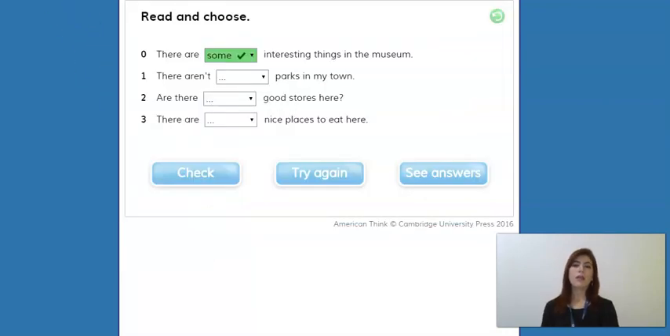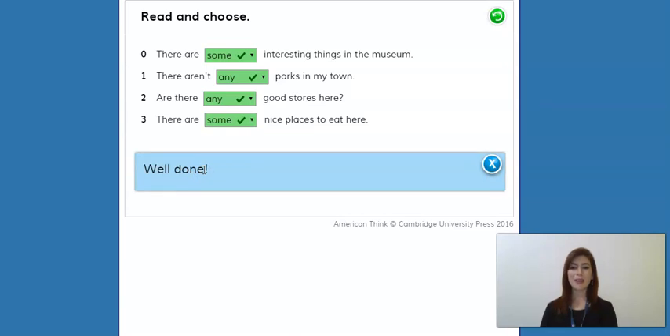Okay, very well. So let's see the options here. There aren't. What's the best one here? There aren't any parks in my town. Are there any good stores here? And then number 3, there are some nice places to eat here. Okay, let's check. Very well.